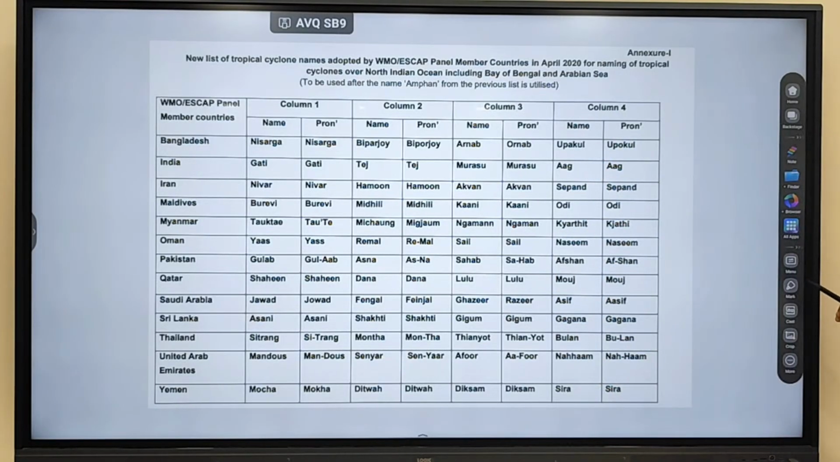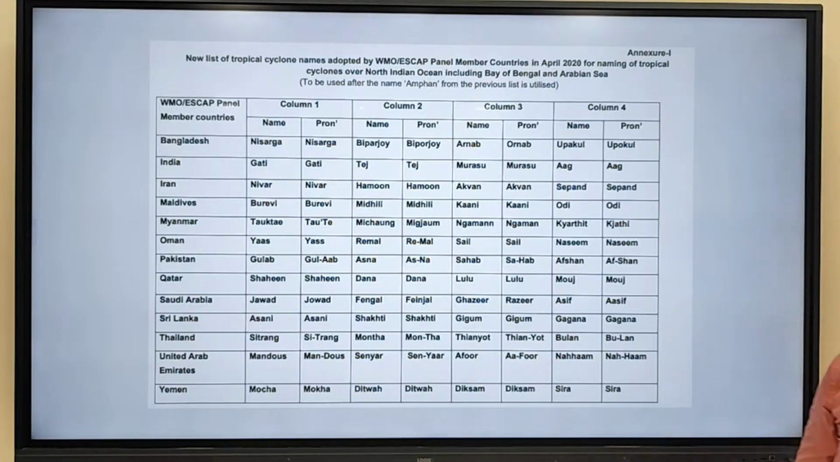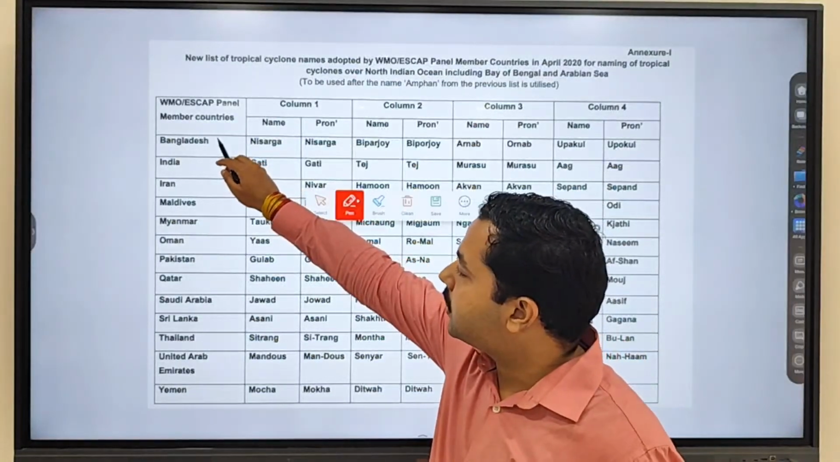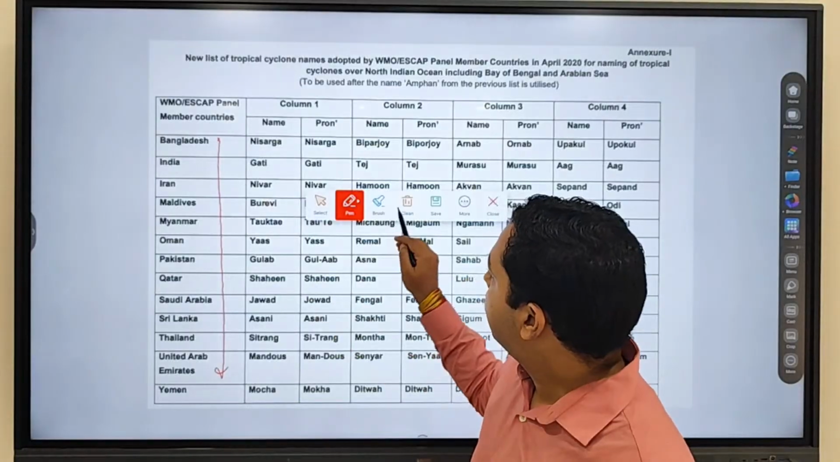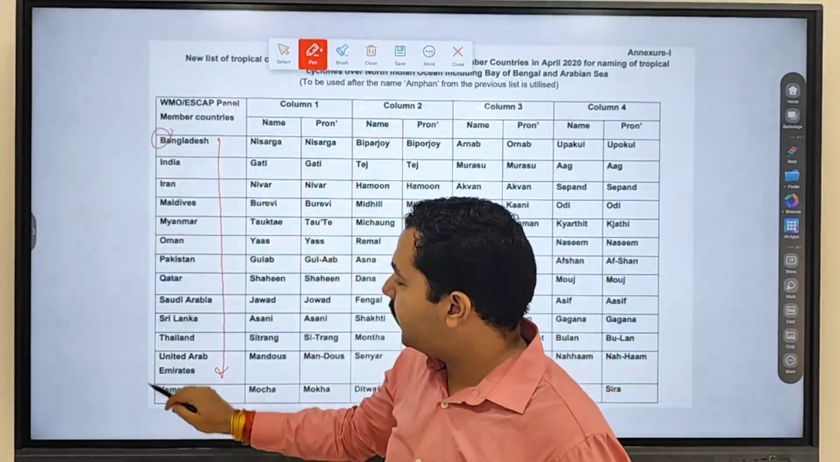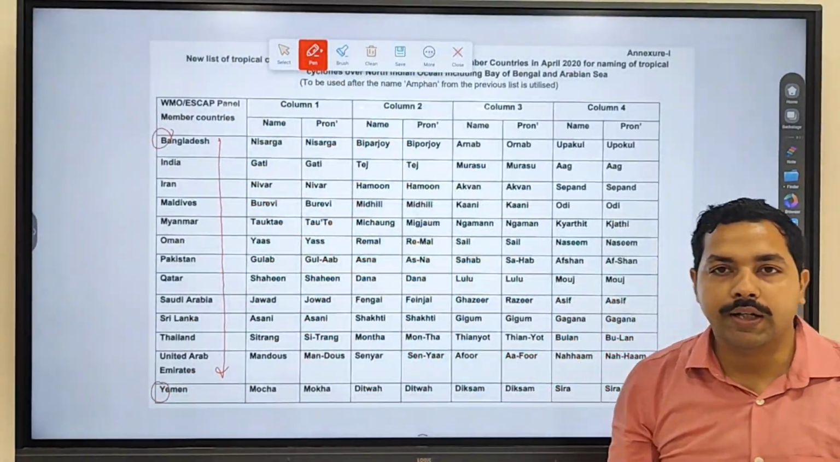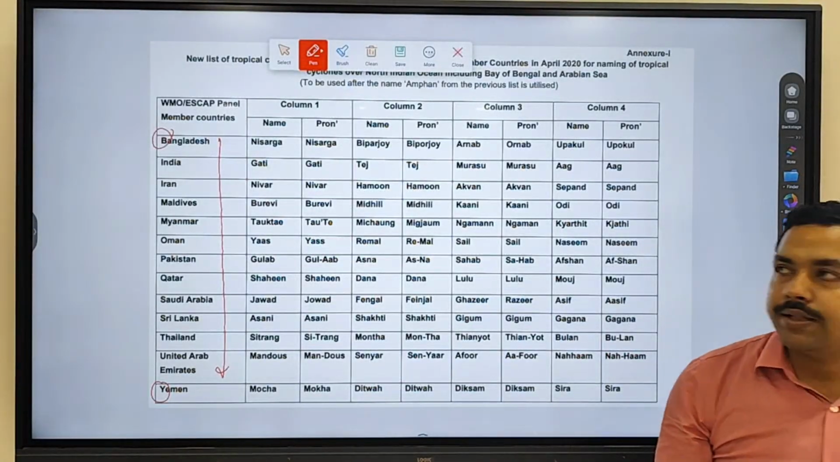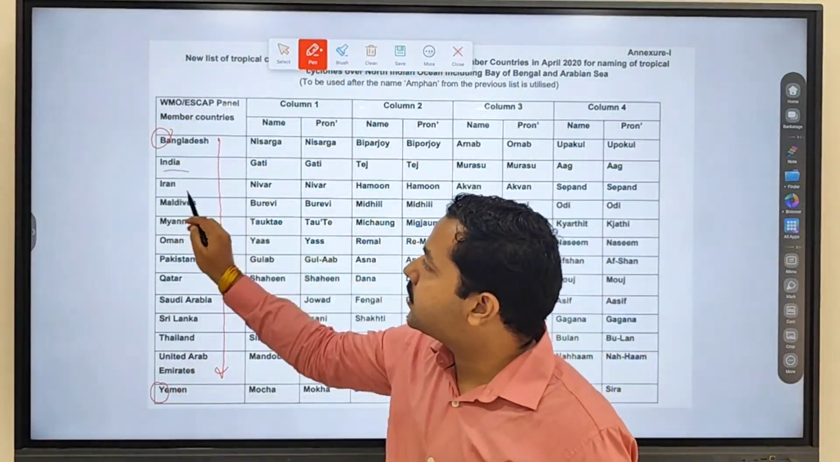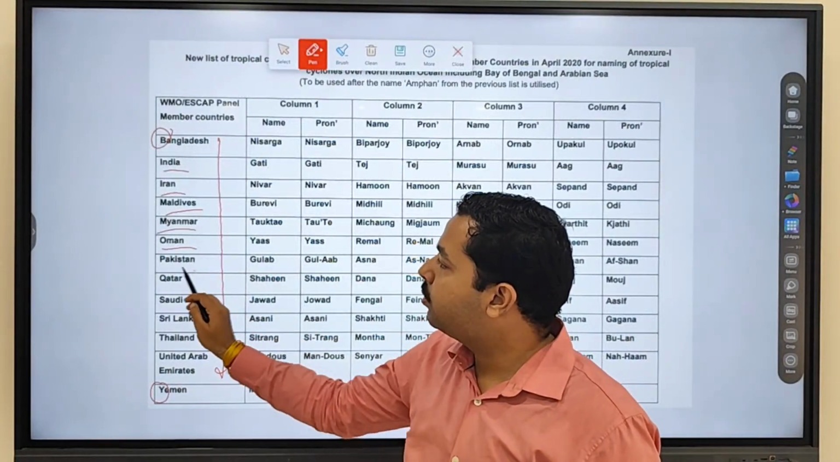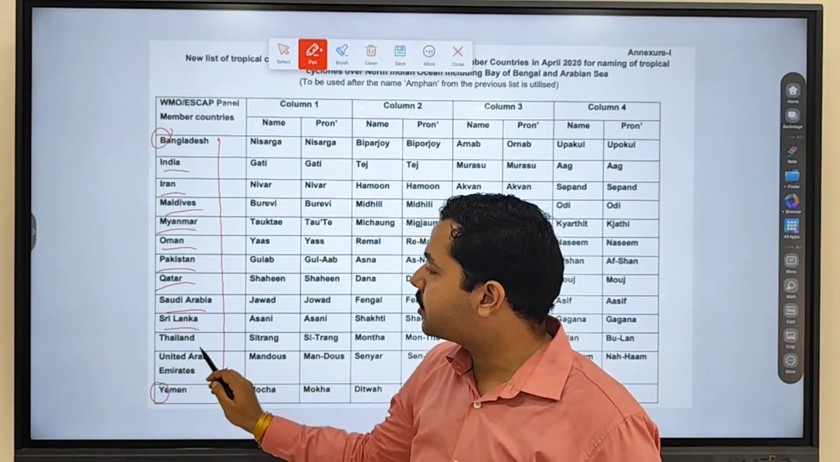Clear? So countries have submitted certain names. You can see here in alphabetical order, countries are kept. So you see Bangladesh starts with B and Yemen starts with Y. So alphabetical order countries are there: Bangladesh, India, Iran, Maldives, Myanmar, Oman, Pakistan, Qatar, Saudi Arabia, Sri Lanka, Thailand.